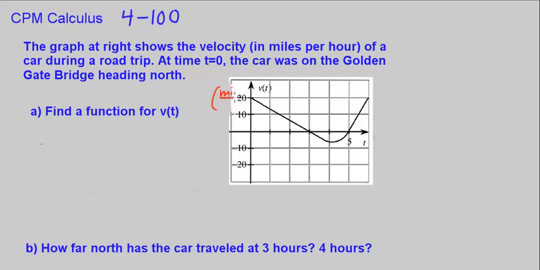I'm going to write that on the graph. And time, we have hours, right? This is time. All right. At time 0, t equals 0, the car was on the Golden Gate Bridge heading north. Okay. So part A says find the function for v of t.